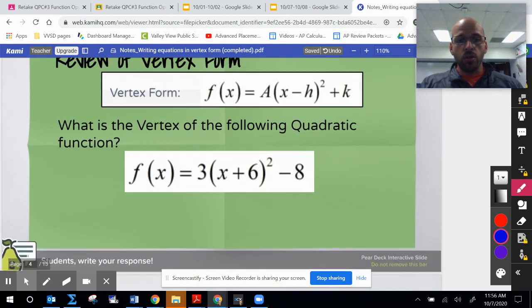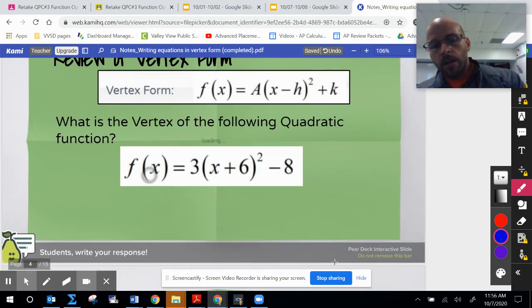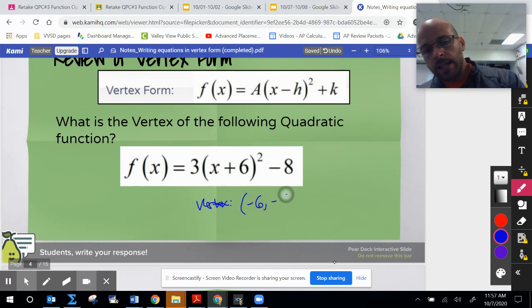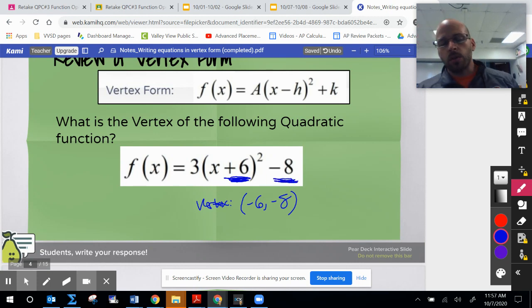All right. So I have a new quadratic in vertex form. Feel free to pause. You can try to figure out the vertex yourself. All right. But my vertex here is going to be (-6, -8). Again, opposite of what's in parentheses, same as what's on the outside of parentheses. Okay?